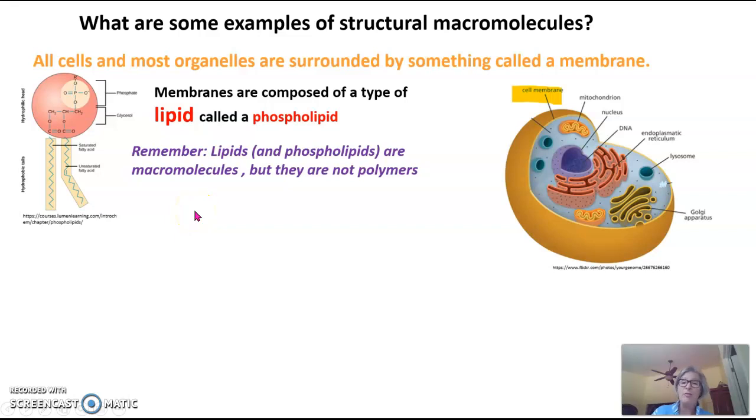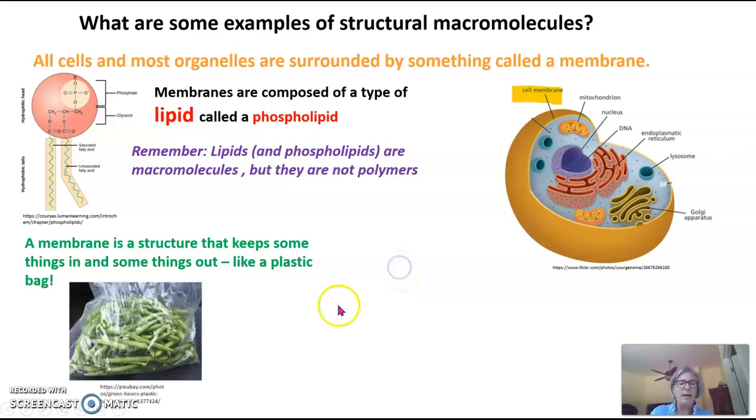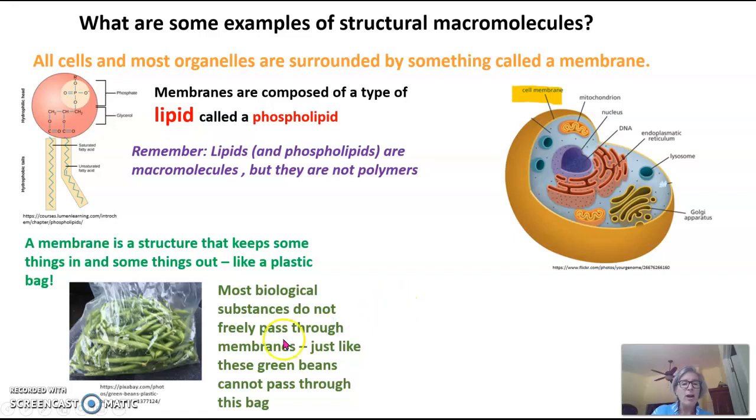Remember, lipids, and therefore phospholipids, are macromolecules, but they're not polymers. So this membrane that is composed of this lipid called a phospholipid, it's a structure around the cell and around the organelles that keeps some things in and some things out, kind of like a plastic bag. This plastic bag pictured here has some green beans in it. The green beans cannot freely pass through this bag, and most biological substances also cannot freely pass through a membrane.